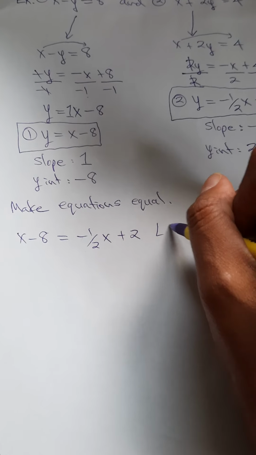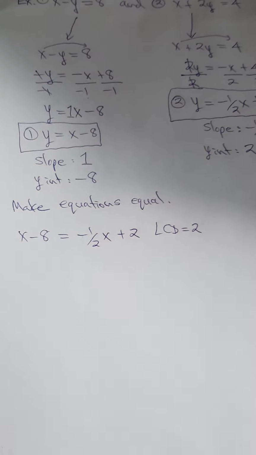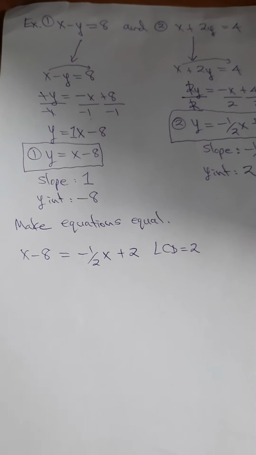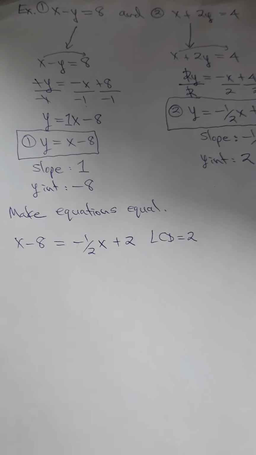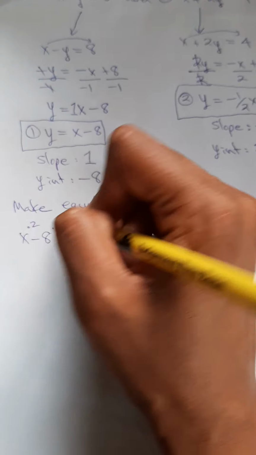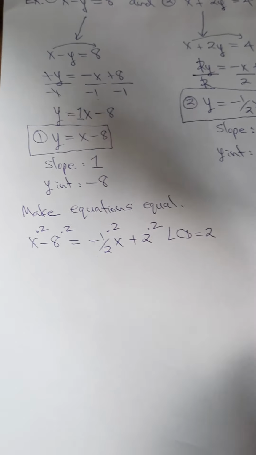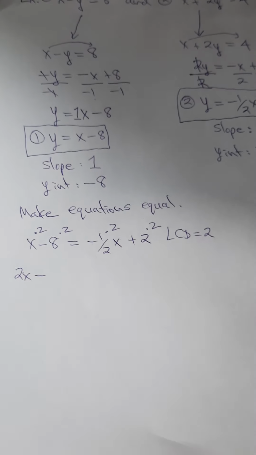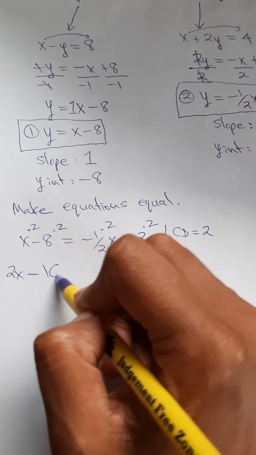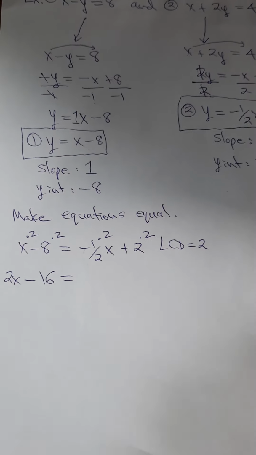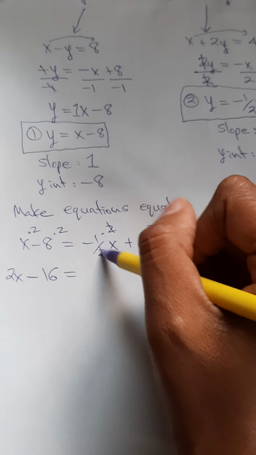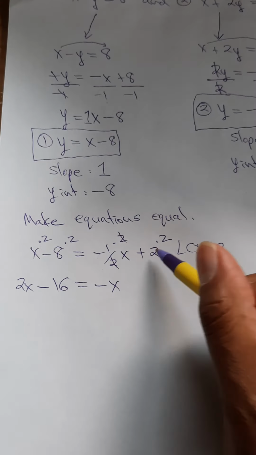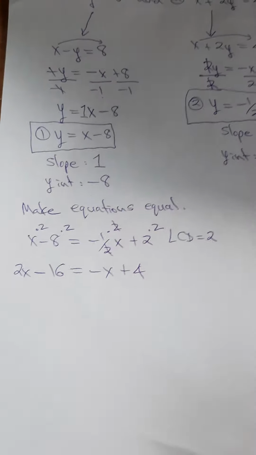What we'll do is take the LCD, which is the lowest common denominator, which is just 2. This is the fastest way to get rid of all of the fractions. I'm going to multiply everything by 2 in my equation. This becomes 2 times x, 2x, minus 8 times 2, so 16, equals, this 2 and this 2 cancel out, so it's equal to negative x, and 2 times 2, positive 4.